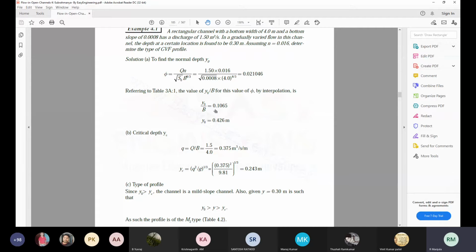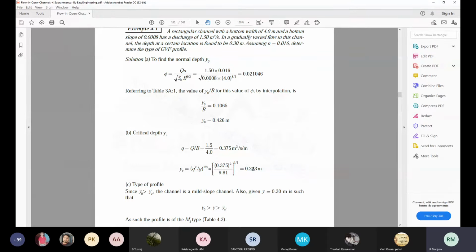Now what is the critical depth? Critical depth is yc. Small q is the discharge per unit width, so discharge per unit width is capital Q by b. You have to find out the discharge per unit width. For a rectangular channel, we have seen the derivation, yc is equal to q square by g, the whole raised to 1 by 3. This is for a rectangular channel. Now you can substitute and find out the critical depth. q is equal to 0.375 meter cube per second per meter, and g you are substituting. Critical depth is 0.243 meter.